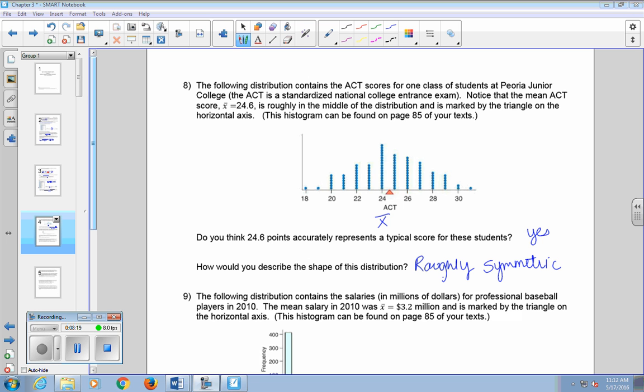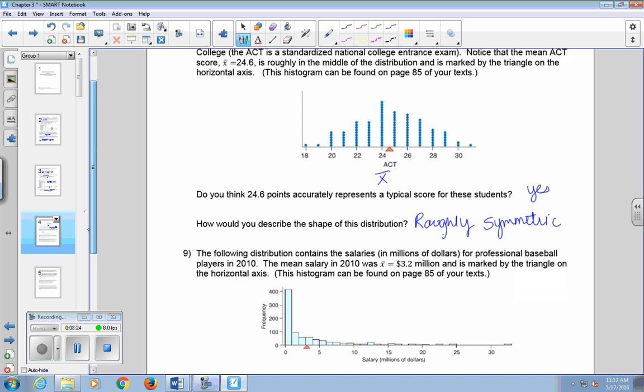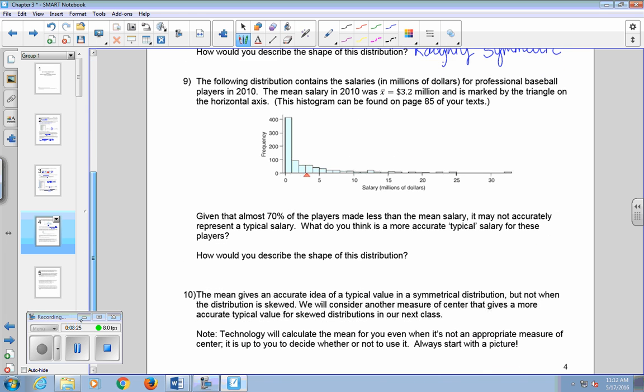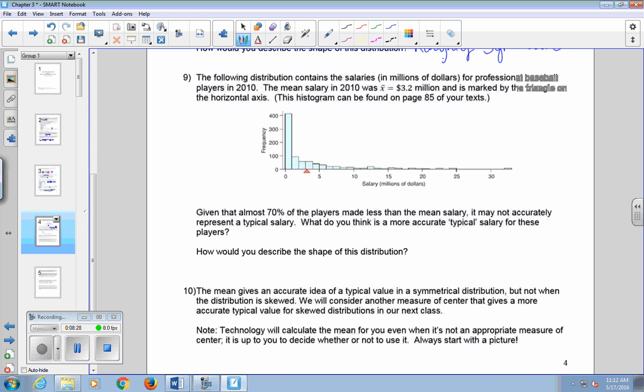The following distribution contains salaries for professional baseball players in 2010. It's in millions of dollars. The mean salary in 2010, X bar, is equal to 3.2 million and is marked by the triangle on the horizontal axis. So notice now that this is where our mean is.